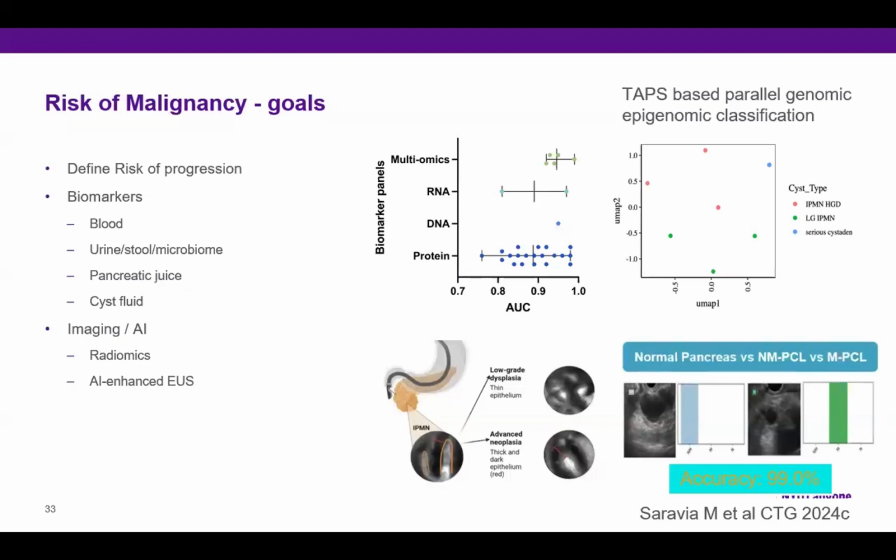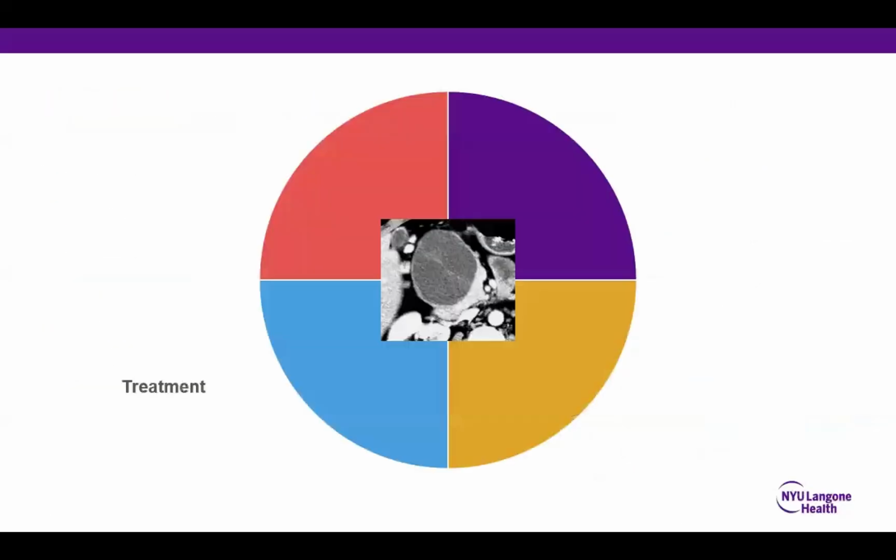which provides genomic and epigenomic analysis for cyst fluids and may have significant promise. And of course, at the bottom are the AI strategies, both, as we will hear about, for confocal microscopy to diagnose or risk stratify pancreatic cystic lesions, and also global EUS-based imaging AI methods.